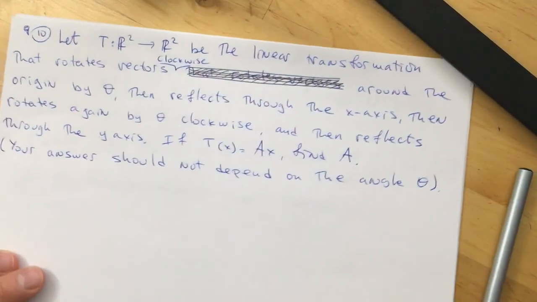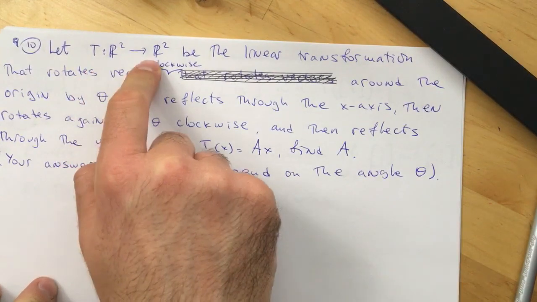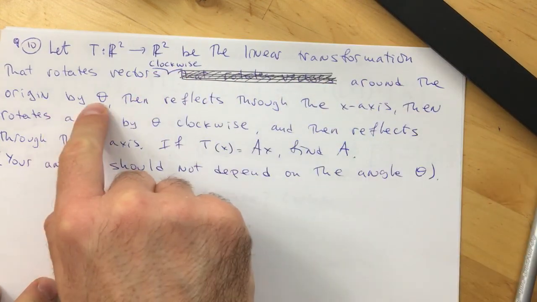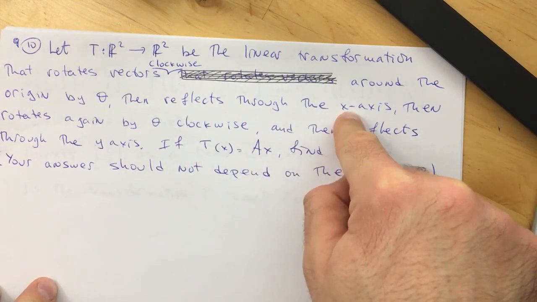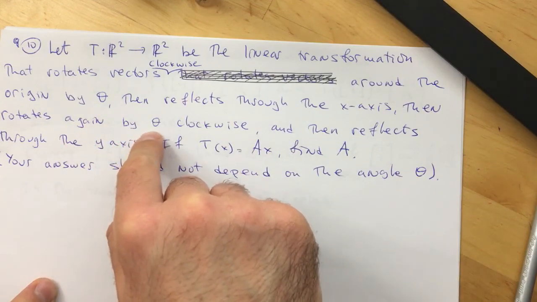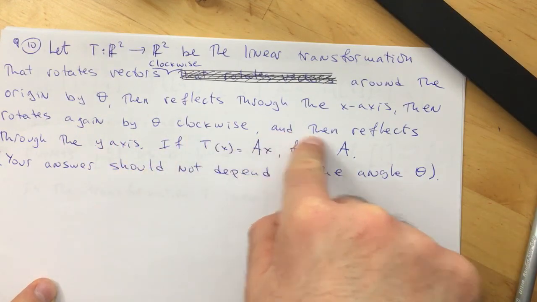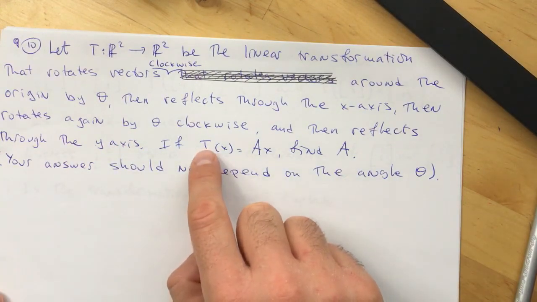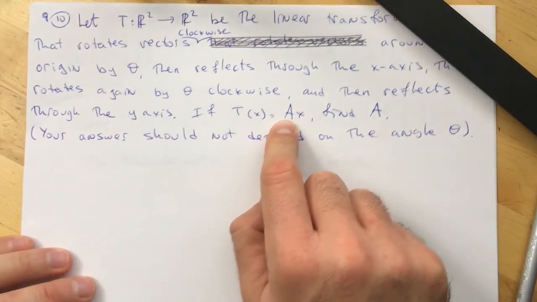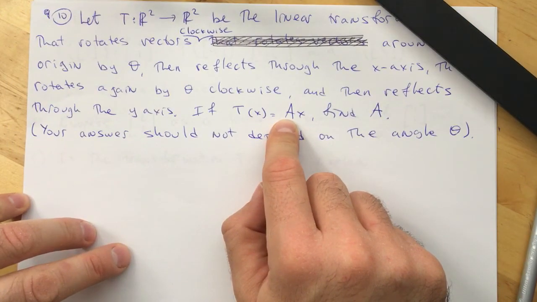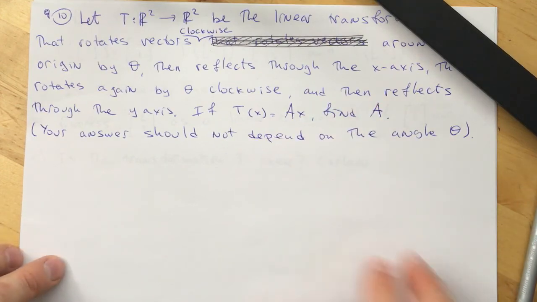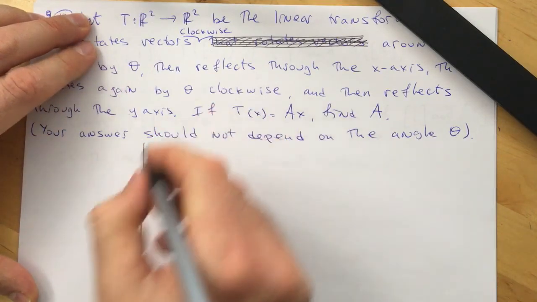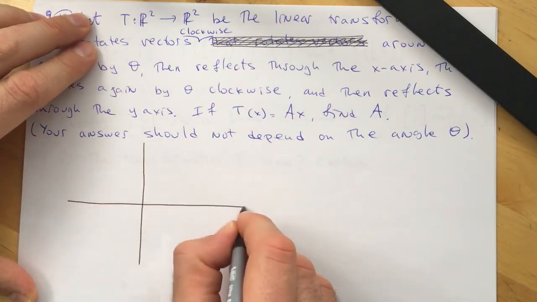Okay, the next question: let T be a transformation from R2 to R2 that rotates vectors clockwise around the origin by theta, then reflects them through the x-axis, then rotates them again by theta clockwise, and then reflects them through the y-axis. If the transformation T is defined by the standard matrix of transformation A, find the entries of A. Theta is not specified, theta is not given.